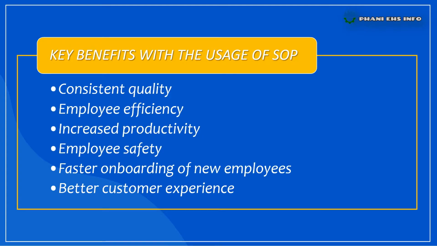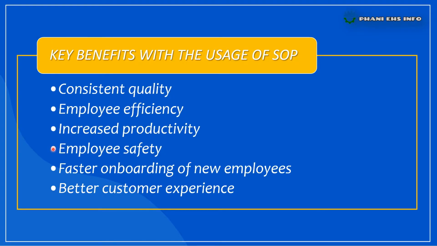Next, here are some key benefits that often come with the usage of standard operating procedure. First one, consistent quality. To ensure that manufacturing activities are carried out consistently to maintain the quality control of processes and goods. Second one, employee efficiency. To act as a guideline for co-workers who observe job results to improve overall performance. Third one, increased productivity. To ensure that the process proceeds uninterrupted and is completed within the prescribed timeline.